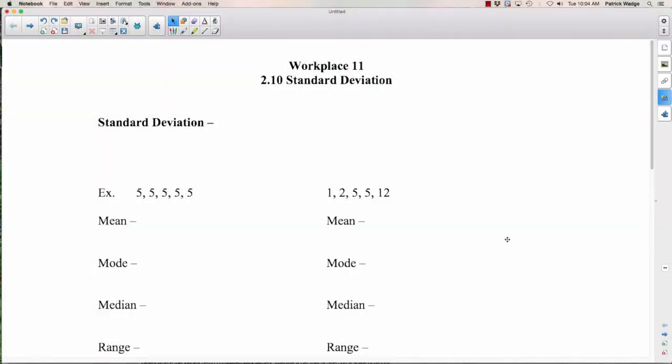Hello, today we're going to do standard deviation. Now, this is a pretty complicated topic. We do this in Foundations 11, and it always gives people some difficulties. So we're going to challenge you a little bit today, but I know you can do it.